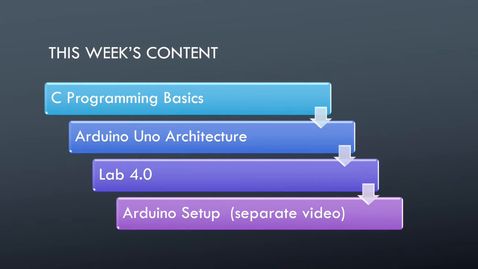This week we're going to cover the basics of C programming, so we'll learn about half a dozen basic commands to get you started programming in C language. To go along with that, we'll take a look at the architecture of an Arduino Uno and how that works in conjunction with our C programming commands. And then we'll pull this all together when we review Lab 4.